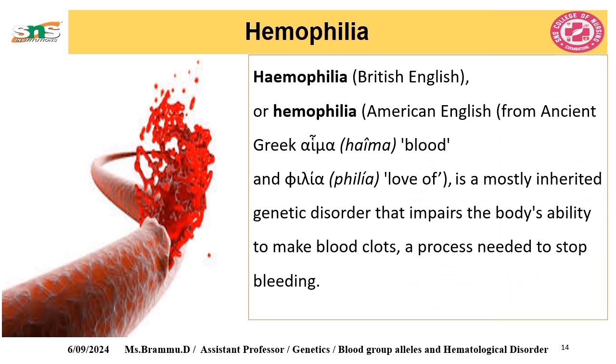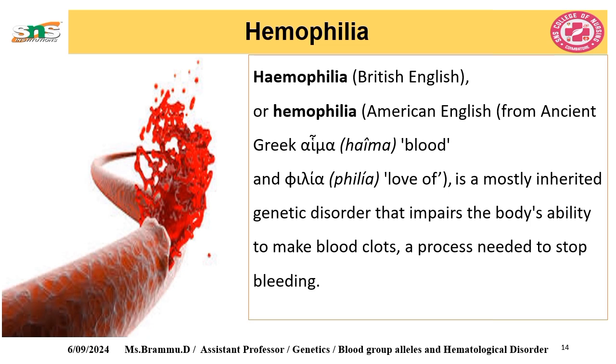The next important genetic hematological disorder will be hemophilia. The name is derived from American English, hemophilia, where usually English people were affected with this disorder, so we call it the royal disease. It is mostly inherited, a genetic disorder that impairs the blood's ability to make clots.